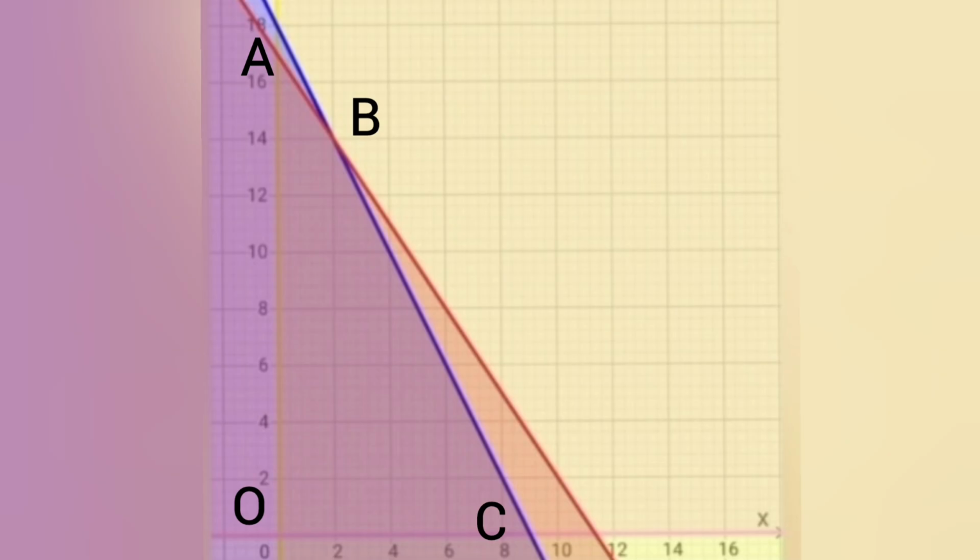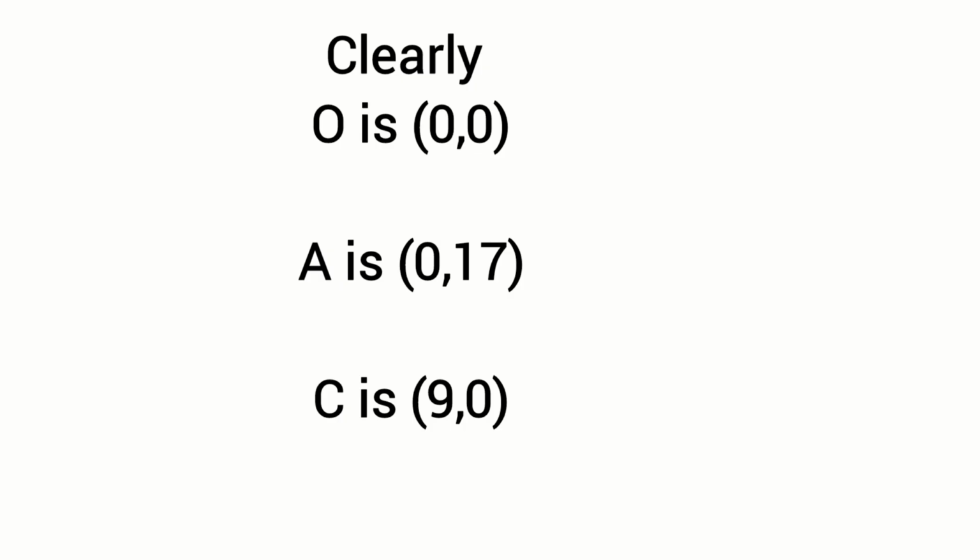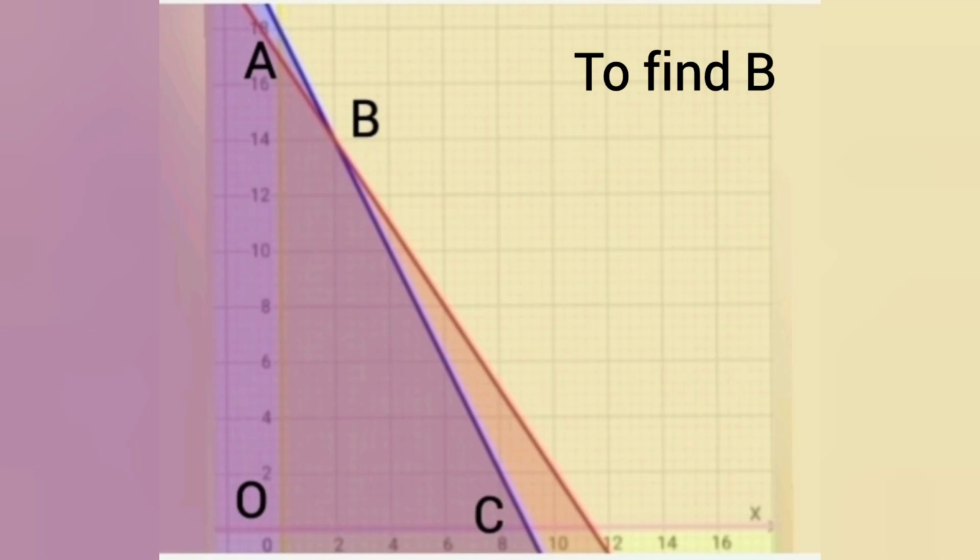Label the corner points O, A, B and C. Clearly, O, A and C can be found from the graph. We used the points. B is the intersection of the lines 2x plus y equal to 18 and 3x plus 2y equal to 34.